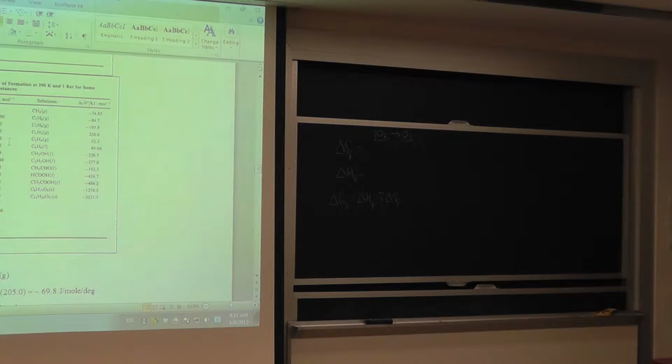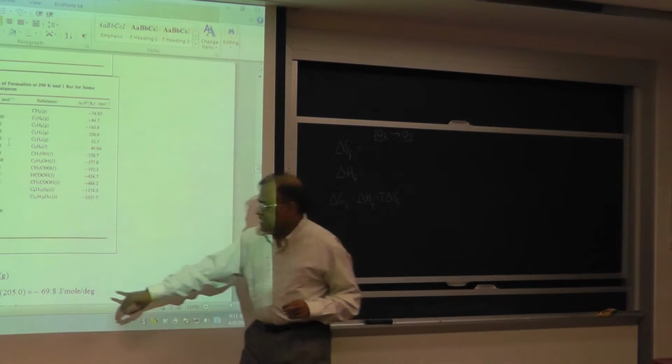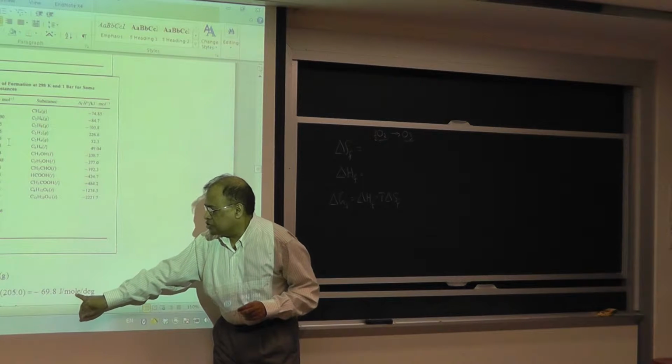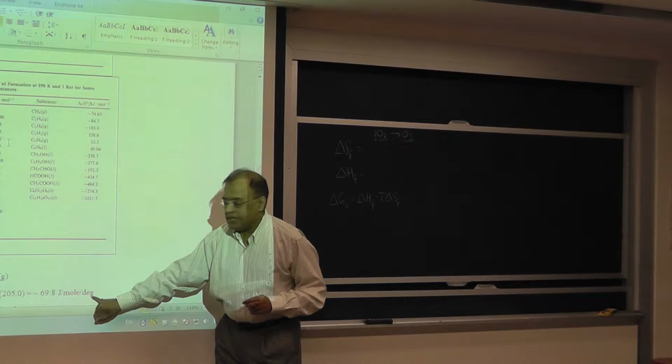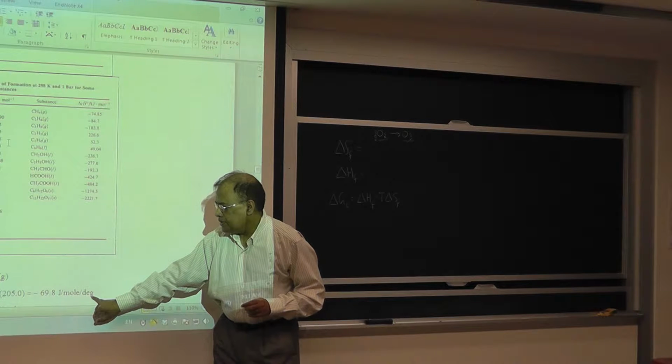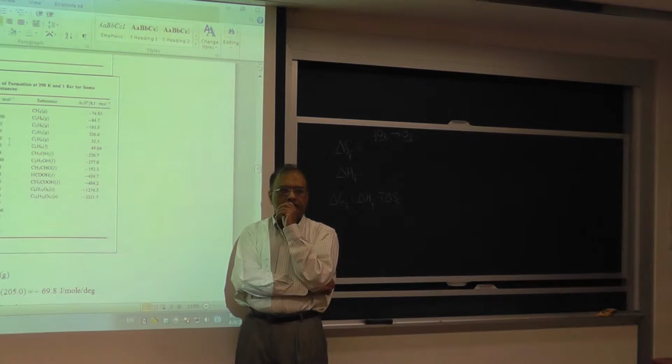You should get minus 69.8 joules per mole per degree. The entropy of formation of ozone is minus 69.8 joules per mole per Kelvin.